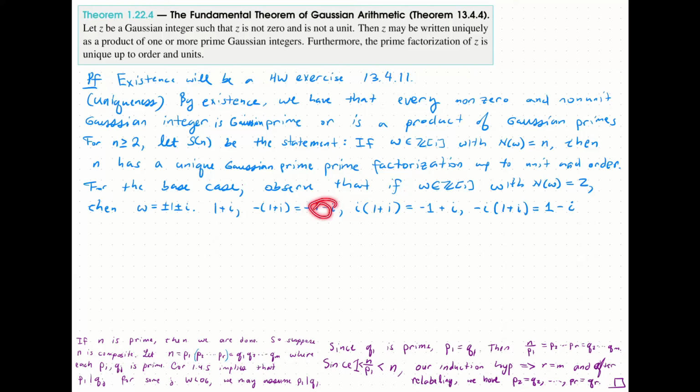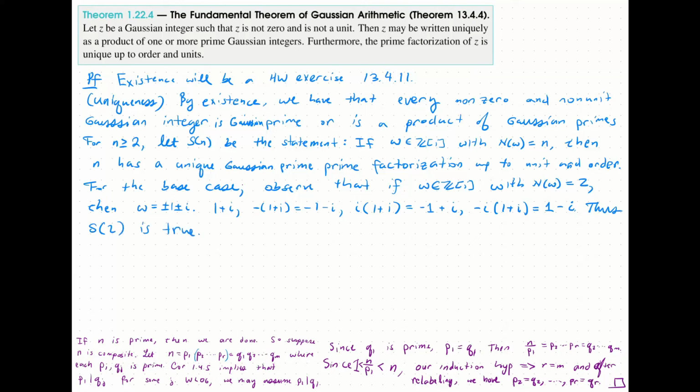And so that works. If we do i times 1 plus i, then we have minus 1 plus i, and that gives us the third possible W here, and we also have the uniqueness up to order and units. And finally, if we do negative i times 1 plus i, we have 1 minus i, and that finalizes it because we exhaust the 4 different possibilities. We already have all the different combinations of plus or minus 1, plus or minus i, occurring by considering the 4 possibilities of multiplying 1 plus i times a unit. And so thus, the statement S of 2 is true.